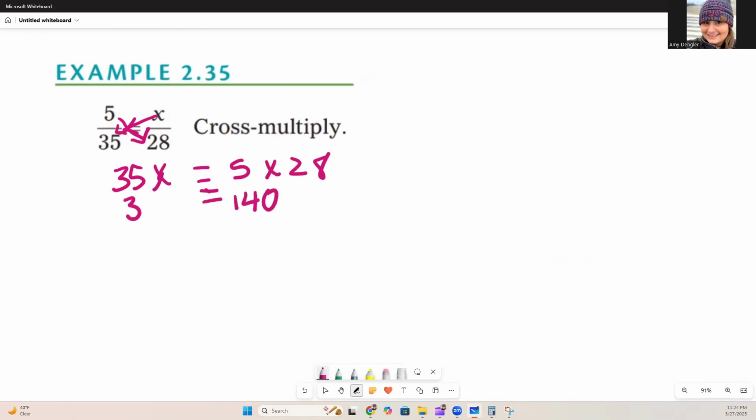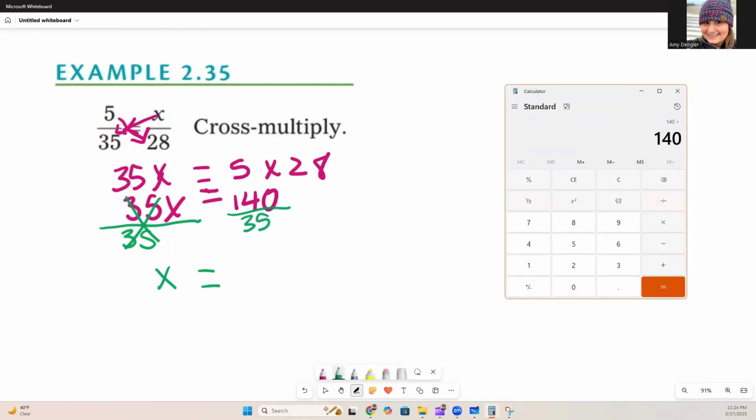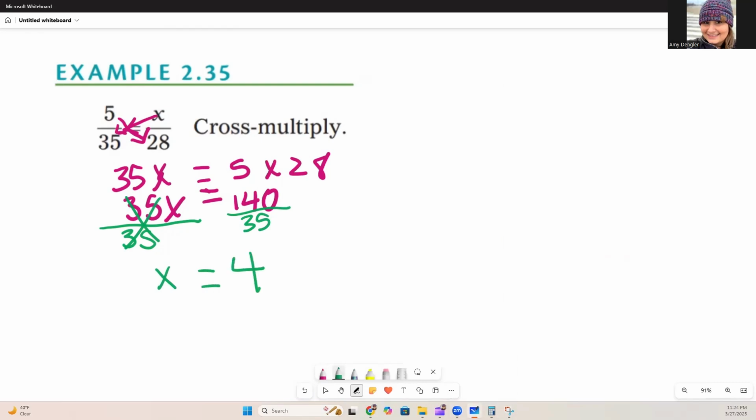And then I'm going to rewrite this side over here. So I have 35x is equal to 140. I want to get x alone. That's what I'm solving for. So I need to get rid of this 35 on this side. It crosses out, and then I just have x alone here. But I also have to do the same thing to the other side. So I need to divide that 140 by 35, and I get 4. So x is equal to 4.